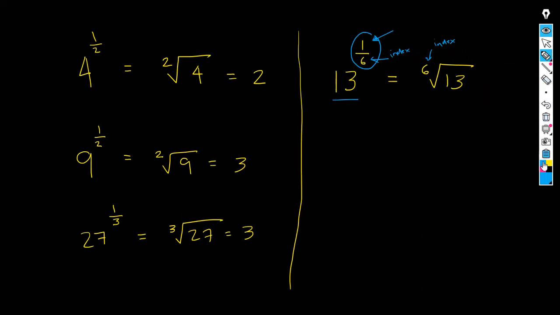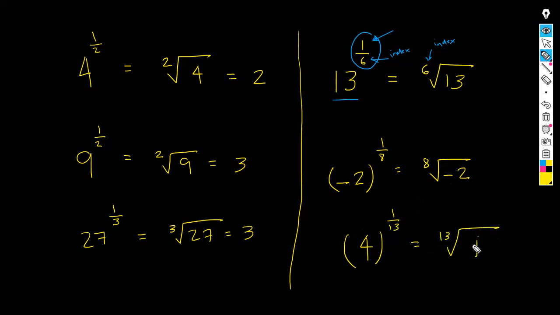More examples. I want you to understand this very, very well. Let's do 2 more examples. Minus 2 raised to the 1 over 8 is nothing but the 8th root of minus 2. 4 raised to the 1 over 13 is nothing but the 13th root of 4, and so on and so on.